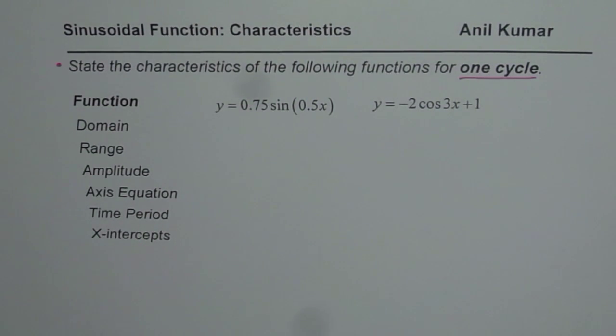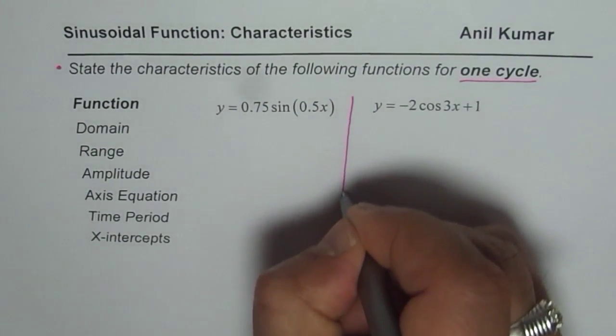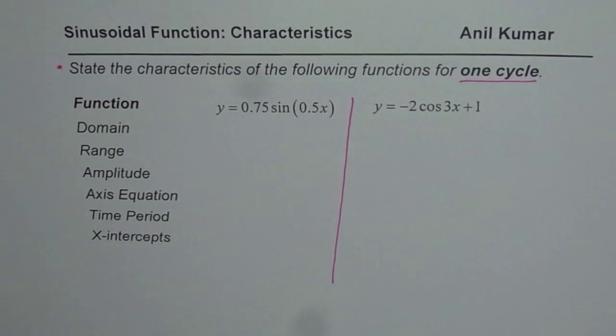So you can pause the video, write down these characteristics for both the functions. Right? So there are two functions here. Okay. And then check with my solution.